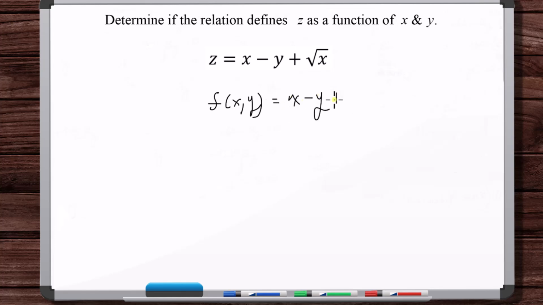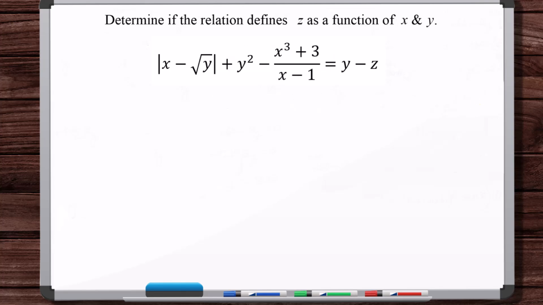We have the output variable, because we're asked if z is a function of x and y. So we have the output variable by itself and just some expression with x and y on the other side. There's no z in this expression. Yes, this is a function of x and y. Okay, what about this? Do we have a z mixed in here?